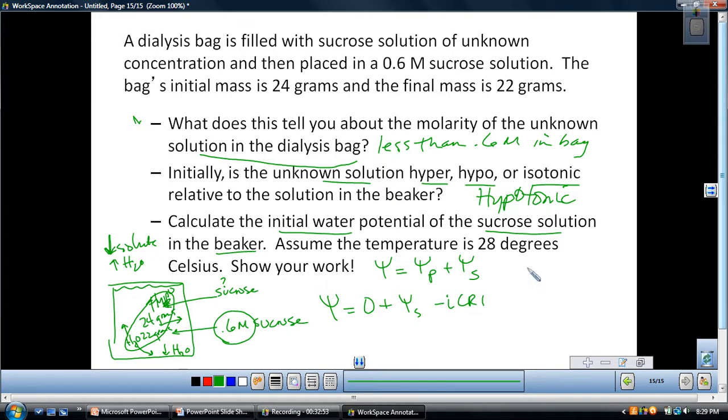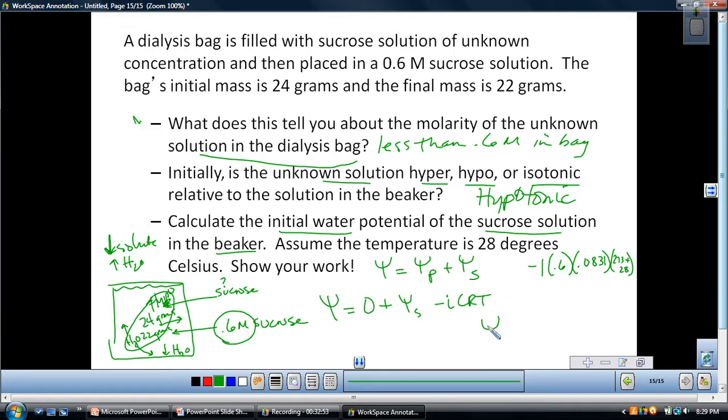Negative i, my ionization constant, well, this is sucrose. Sucrose doesn't ionize, so it's going to be negative 1 times C, my molar concentration, so I'm going to multiply this times 0.6 times R. Okay, remember R is our pressure constant, which is 0.0831, and then times my temperature. What tells you temperature is 28 degrees Celsius, so I need 273 plus 28. And so now all I have to do is do my work.